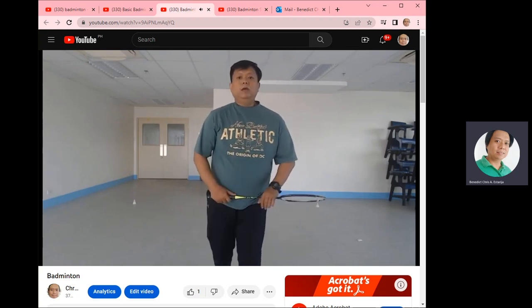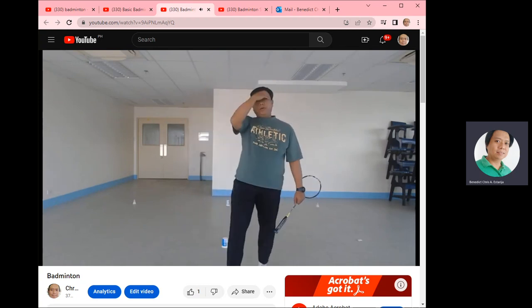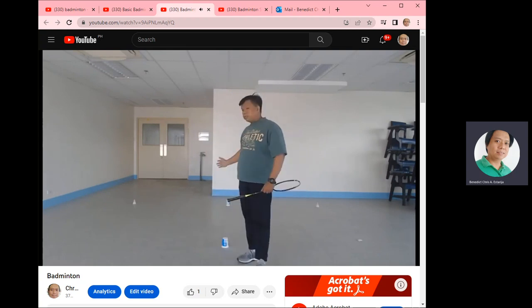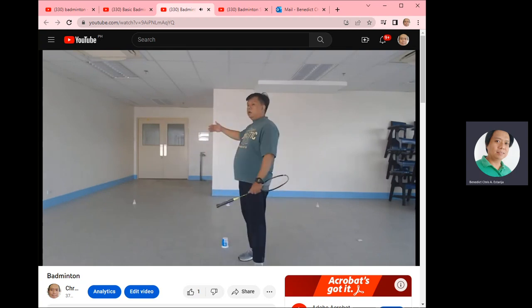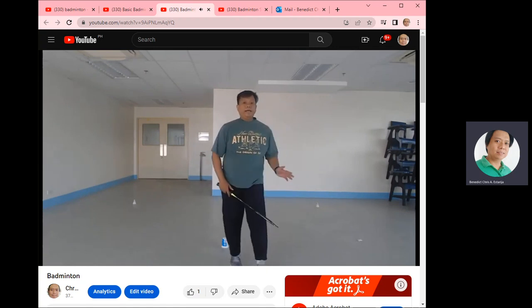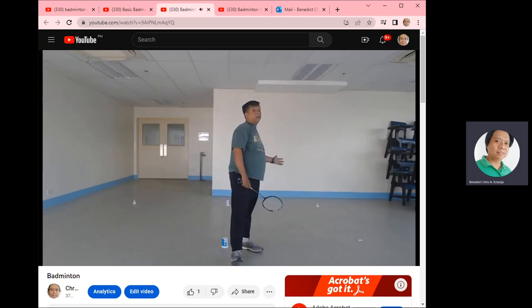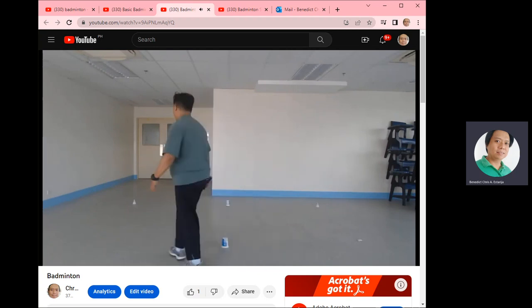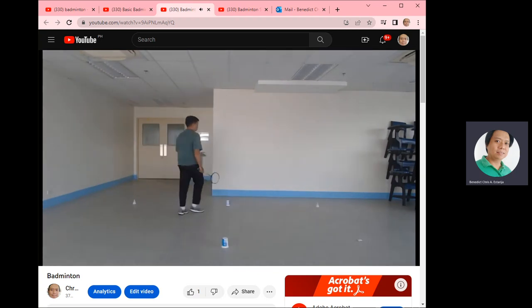Okay. Now, let us try combining all of those four movements, or let us simulate like it is in an actual game. So you're going to start with a near shot forehand, overhead shot forehand, then near shot backhand, overhead shot backhand. Okay, so let us try doing this five times. We'll start on the right side of your cone setup and then we'll move to the left side. As much as possible, let us try to move in formation.